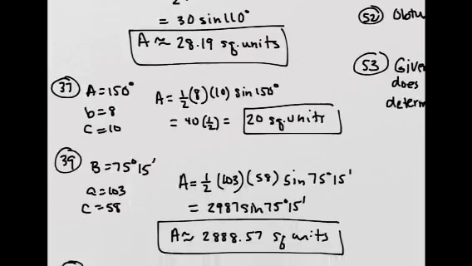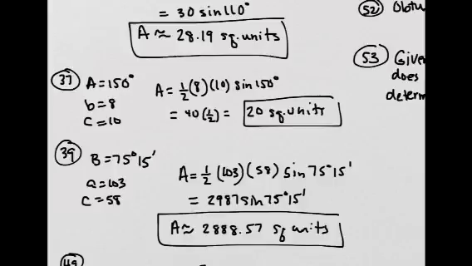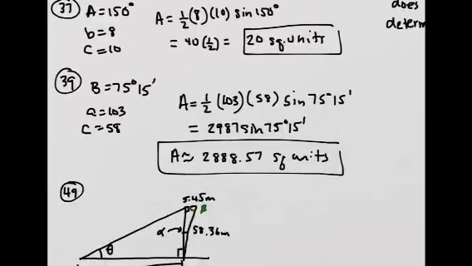37 is exactly the same. Sine of 150 happens to be 1/2. It is one of the special angles, so I just replaced that sine 150 with 1/2. And 80 divided by 2 is 40, so then you end up with 20 square units. 39, just make sure you use the degree minute second key when you input it here or here, right? And so this is what you get, and don't forget the square units.